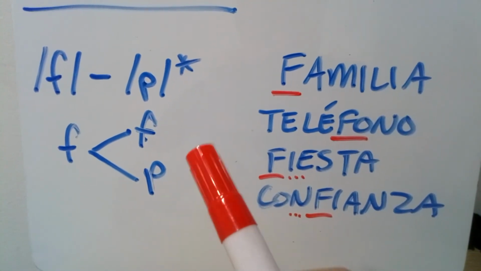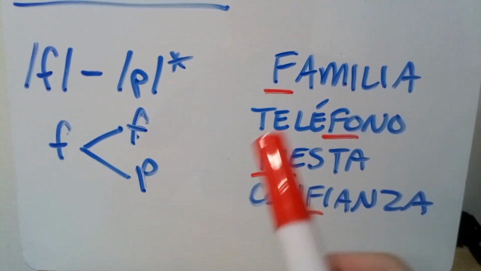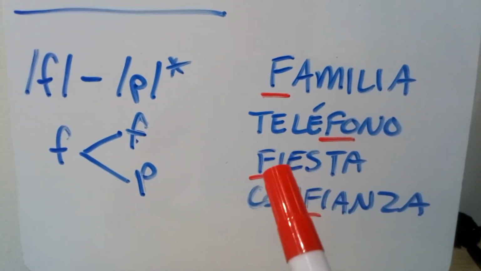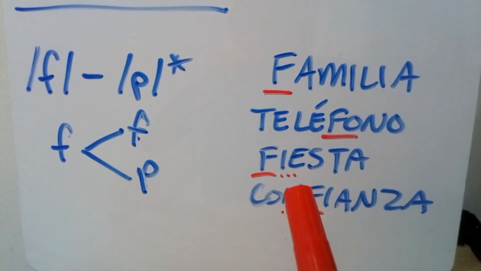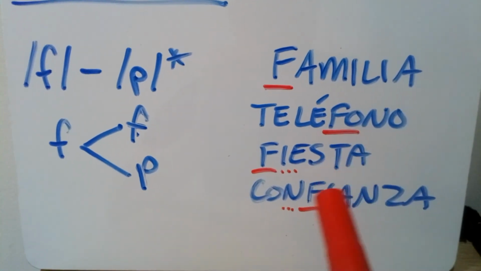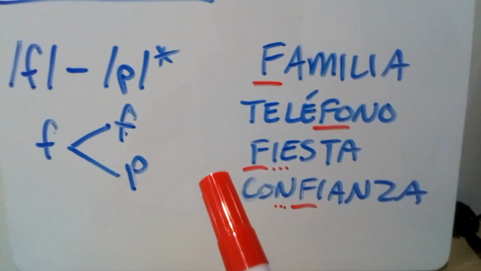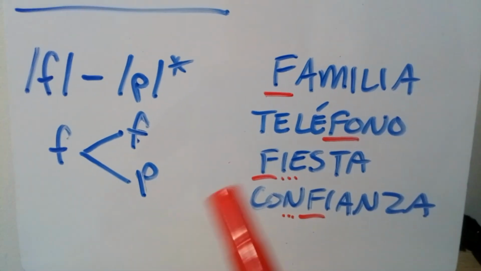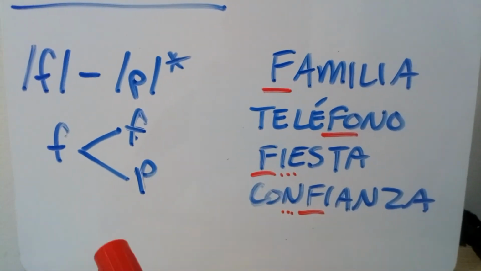Now, it depends again in Philippine Spanish. It comes and goes, right? So sometimes familia is pronounced as pamilia, right? Teléfono is pronounced as telépono. Fiesta is pronounced as piesta sometimes, and confianza is pronounced as conpianza sometimes. That f and the p, it comes and goes. But most of the time this p doesn't appear. It just appears sometimes. You won't hear it often, but it'll be there sometimes, is the situation for this f and p.